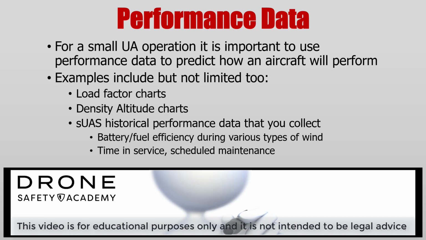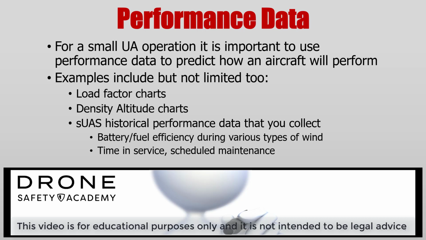Performance data is a very important topic. For a small UA operation, it is important to use performance data to predict how an aircraft will perform. As a remote pilot, you need to do your due diligence. If there's an accident, a lawyer is going to look at several possible culprits: the operator, the remote pilot team, the manufacturer of the UA parts, the person or company that last maintained the UA, and the list goes on. Consider documenting as much as you can to support you in the event of an accident.